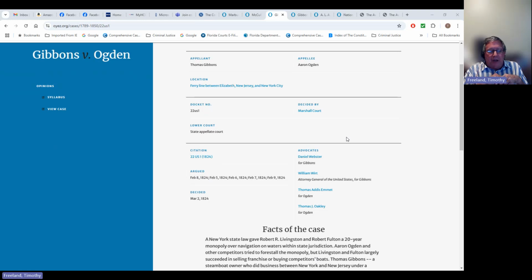And Gibbons has a federal coasting license that he's been using to ship passengers and cargo between New Jersey and the state of New York. Ogden feels that that's imposing on his exclusive right to the trade in New York, and so Gibbons files a suit against Ogden.